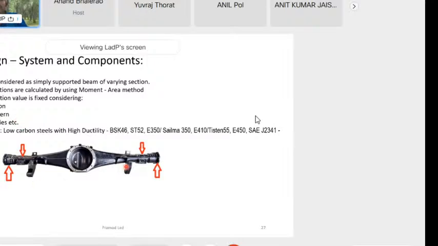So typical materials used for this are BSK 46, ST 52, E 350 or Salima 350 and many others. Basically, low carbon steels with high ductility are considered here.